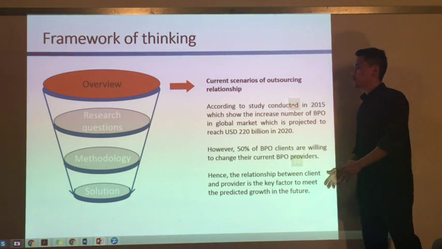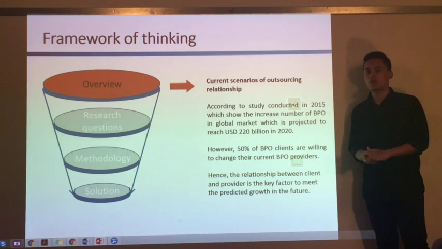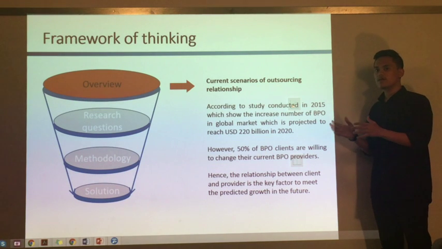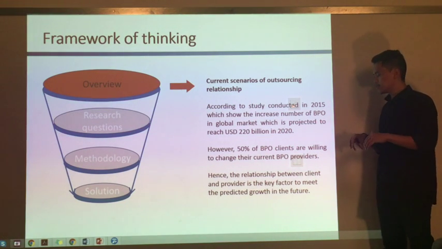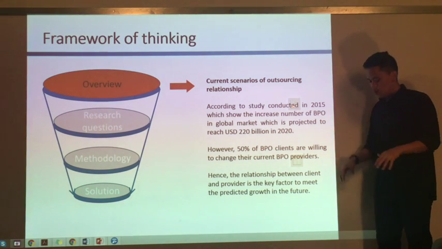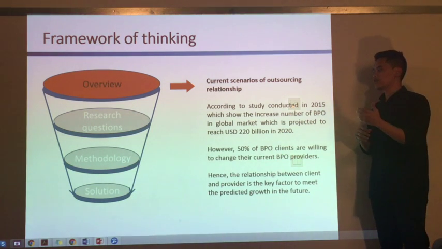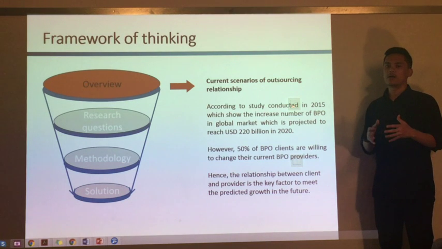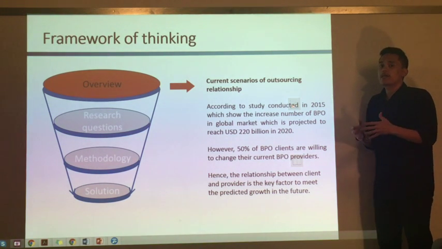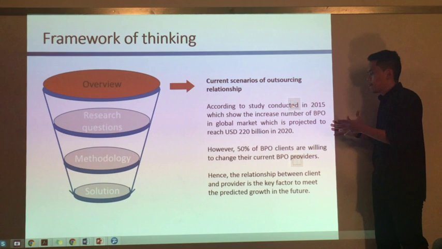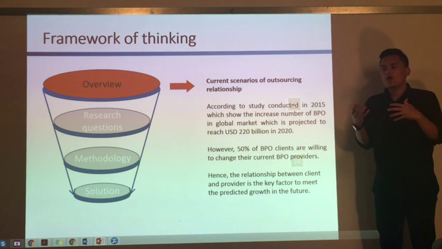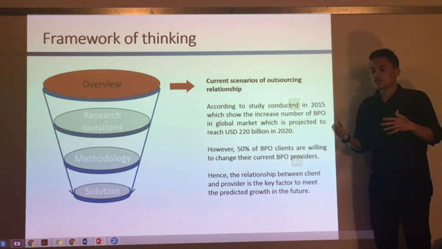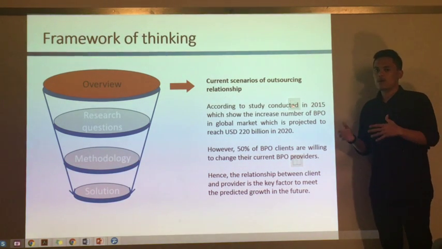So move on, we're gonna talk about the overview itself. As I mentioned before, the overview is about the current scenario. The current scenario now is BPO in the future, in 2020, we will have a 220 billion market in the global market, which is really, really huge. However, 50% of BPO clients and also BPO providers are willing to change their current contracts with their BPO provider.